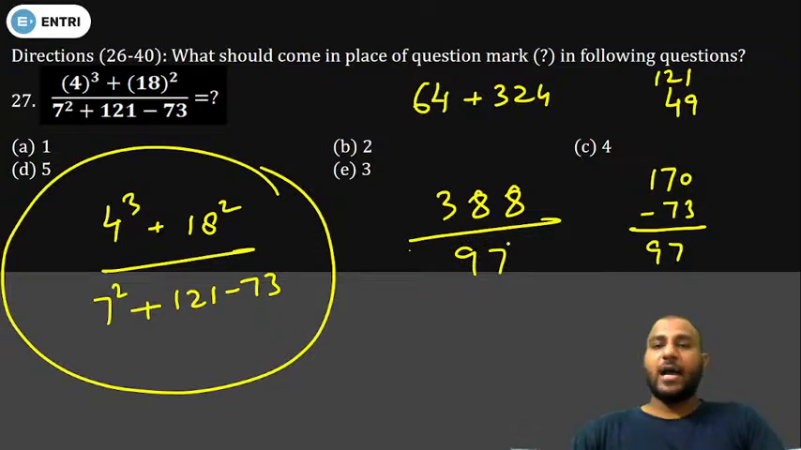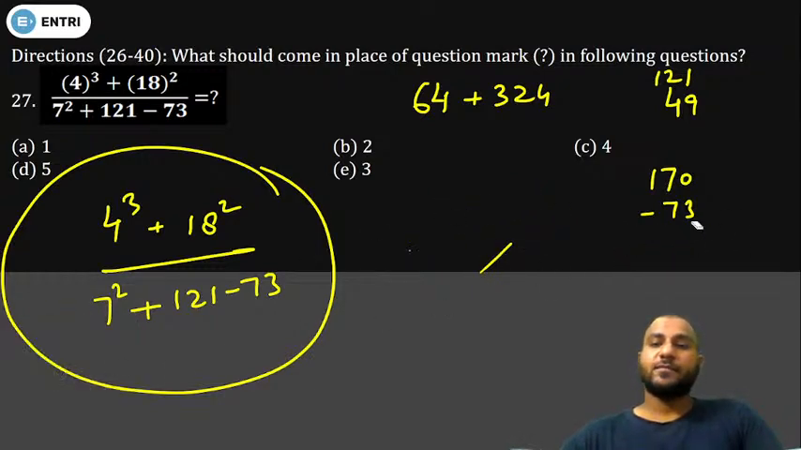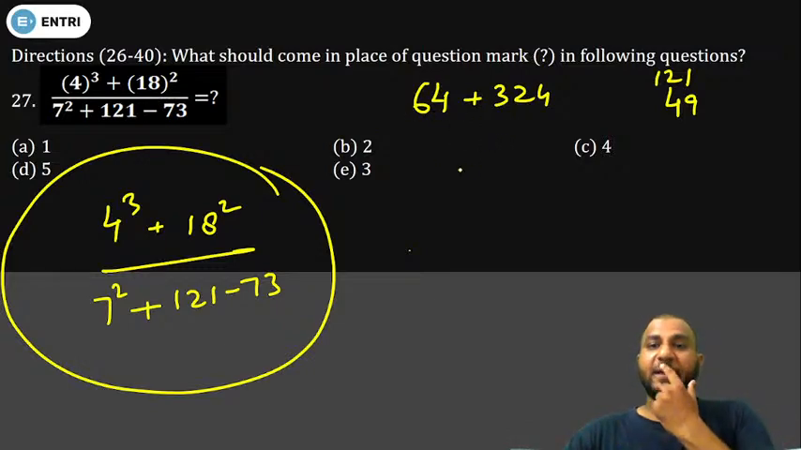Okay, so I think it will go 3 times. How many times? Someone is saying C, someone is saying E. Just a minute, let me check that. 4 cube plus 18 square. So 18 square is 324, 4 cube is 64.